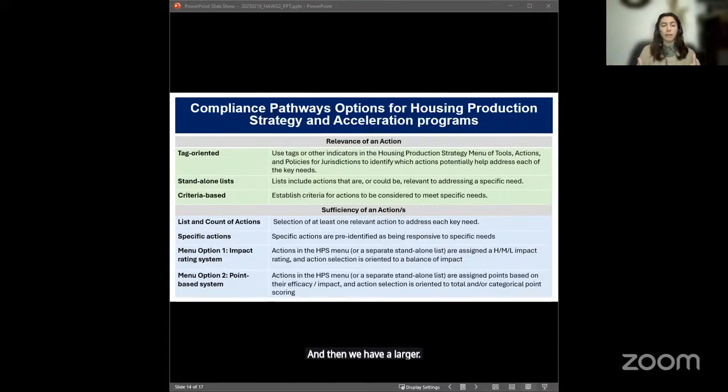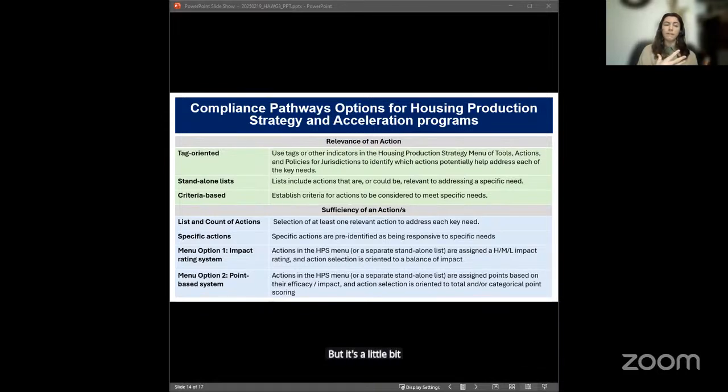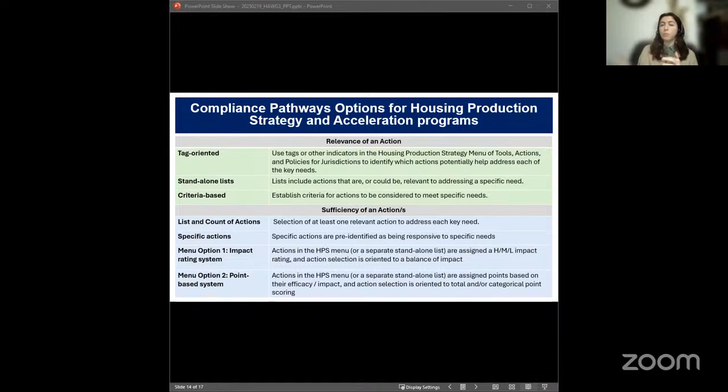And then we have a larger concept of a menu style selection process that isn't as simple as having a list of actions where you just pick one, like that first one. It's a little more nuanced in that there is some further sorting that needs to happen for impact. That could be an impact rating system, something like high, medium, low, where, for example, a local government might need to select one high and one medium action to meet any given need that they have.